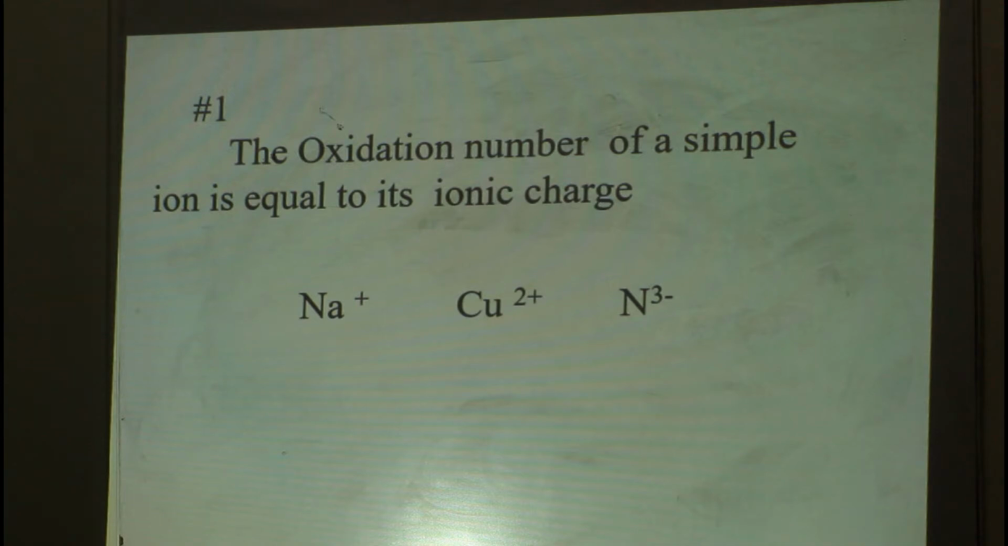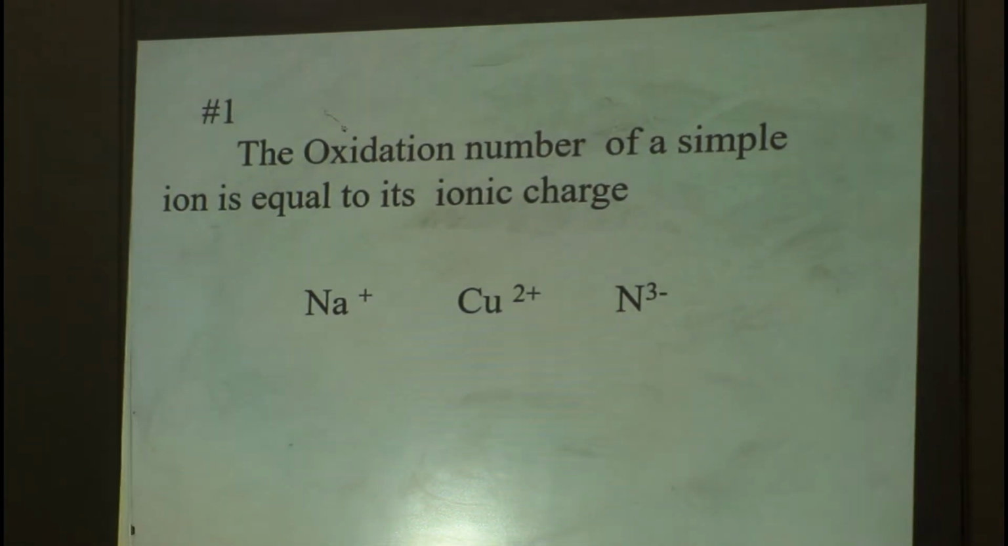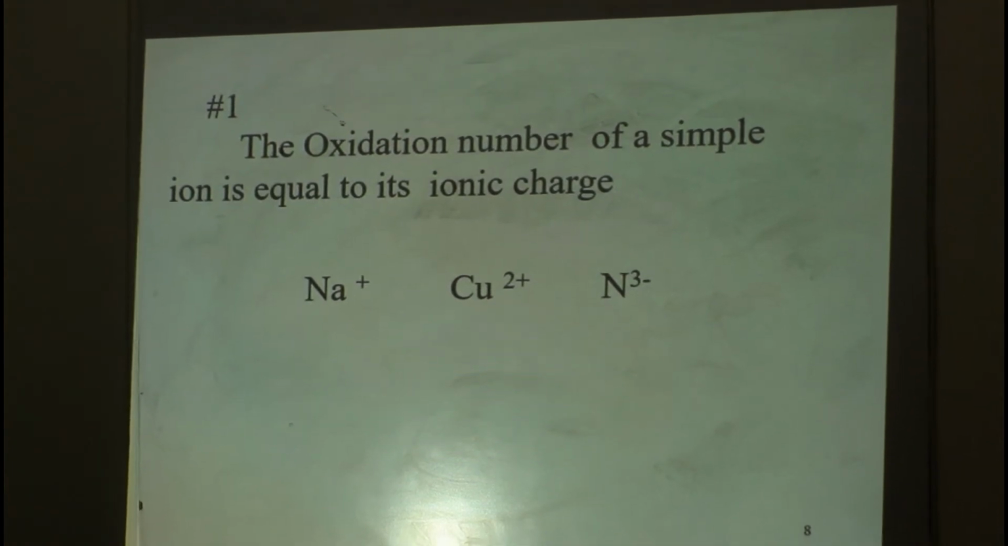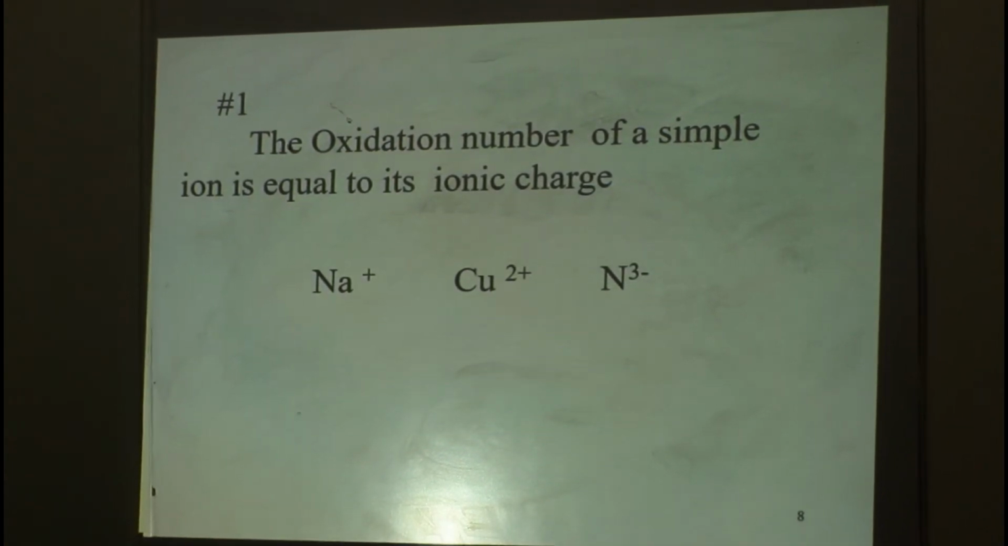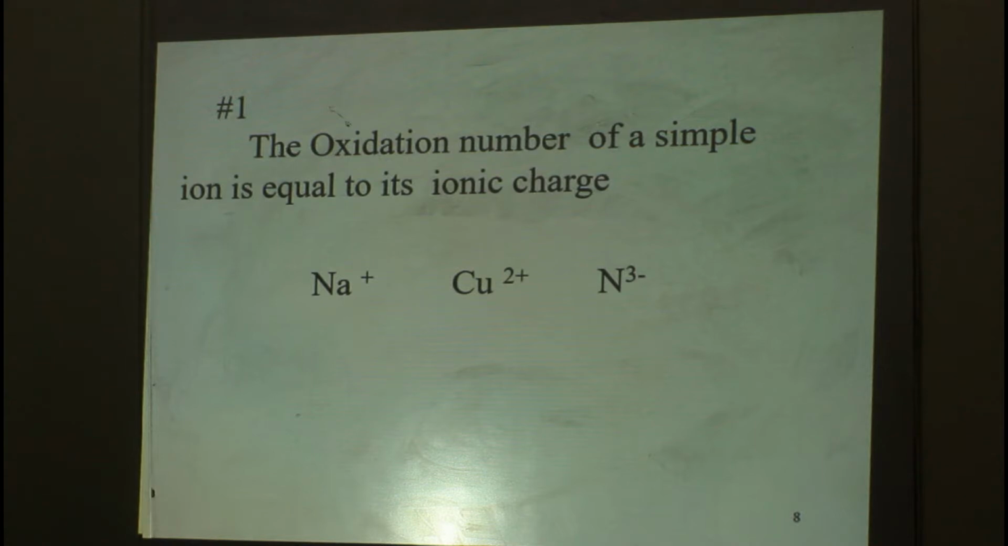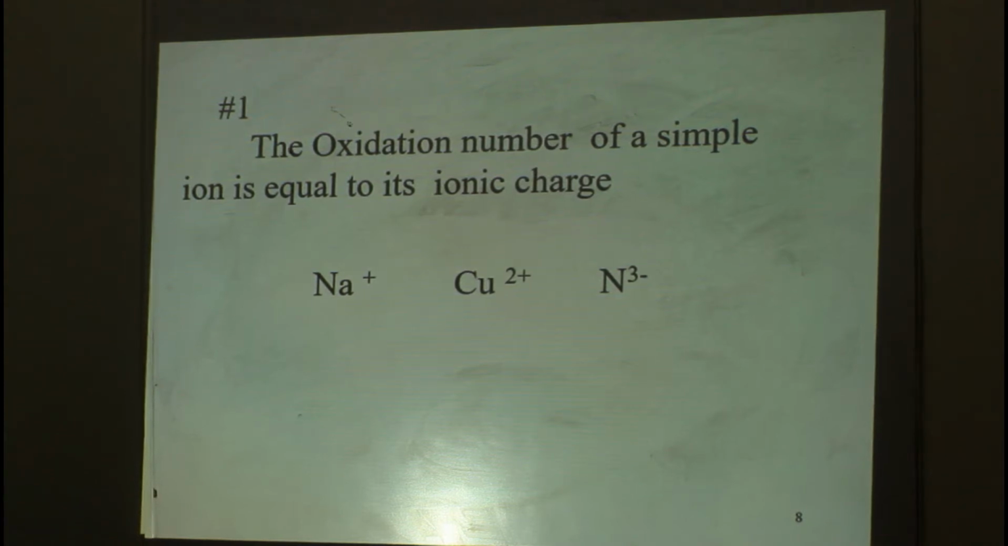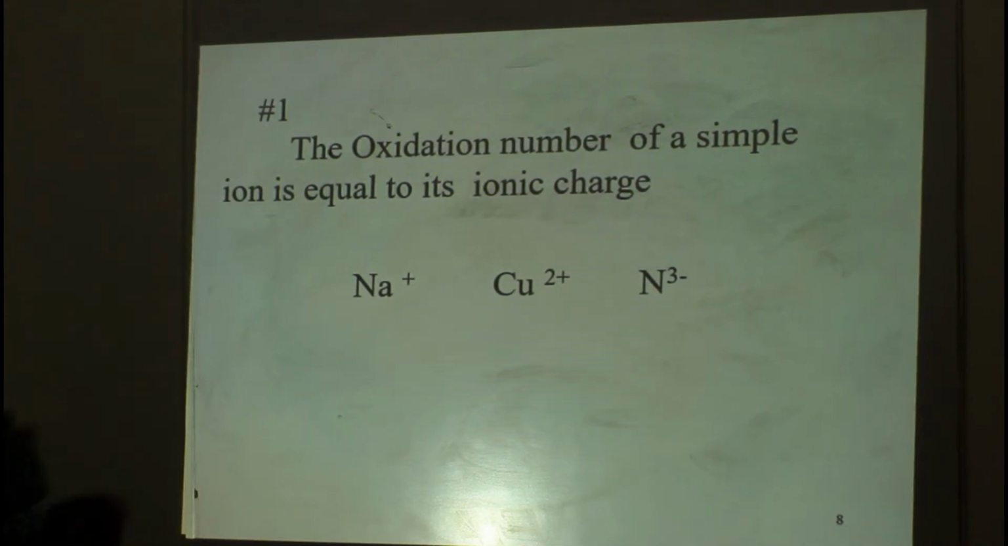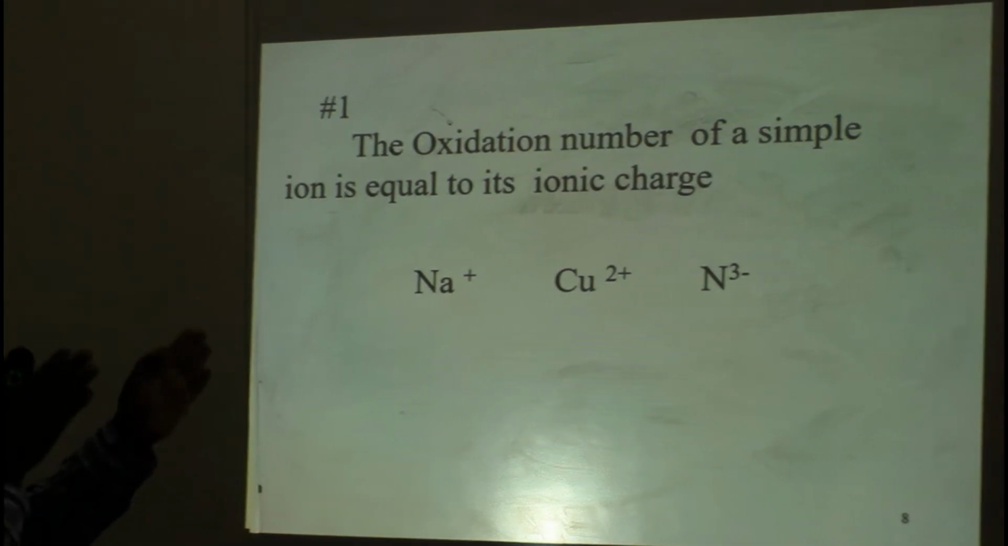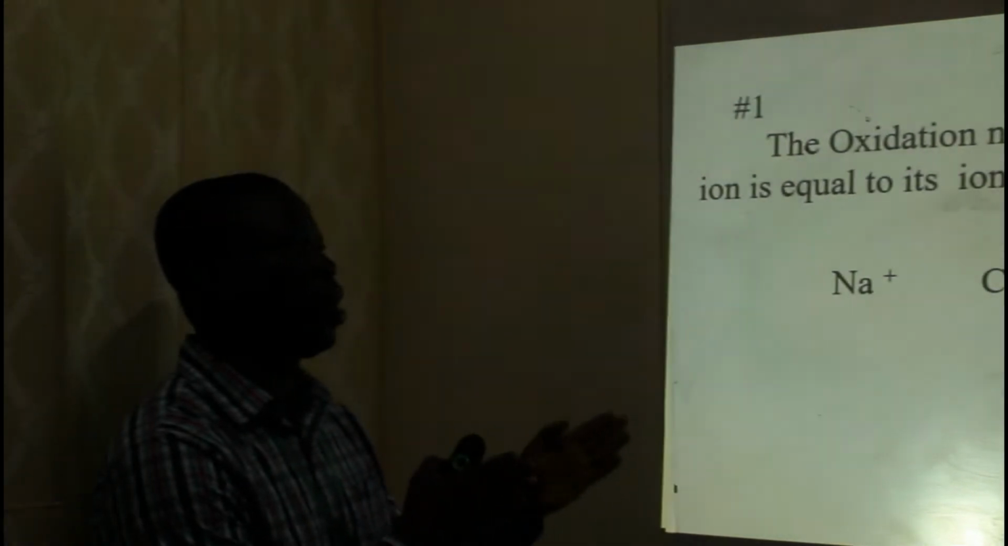Now the oxidation numbers are respectively +1, +2, -3. Why am I saying this? The rule states that the oxidation numbers are equal to their ionic charges. So sodium has a +1 state, copper has a +2 state, the nitrogen, that's the nitride, has a -3 state. That's rule number 1. So with rule number 1, this is clear, and that is what we have to take note of.